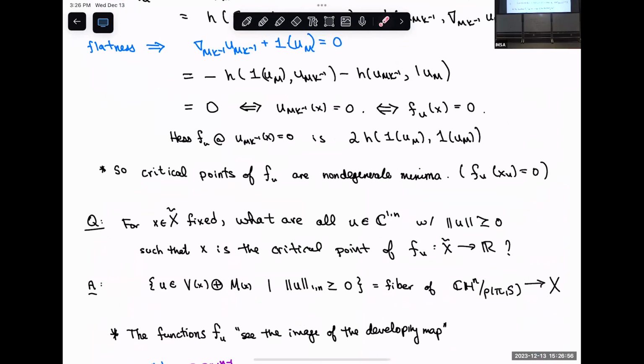Maybe I'll just tell you the punchline: this function sees the image of the developing map of this geometric structure. In particular, since there always exists a unique critical point when the vector is positive, it means the developing map is a diffeomorphism onto the whole complex projective n-space for the positive case. So that's how you relate this geometric structure with the quotient of the action on the whole CH^n.